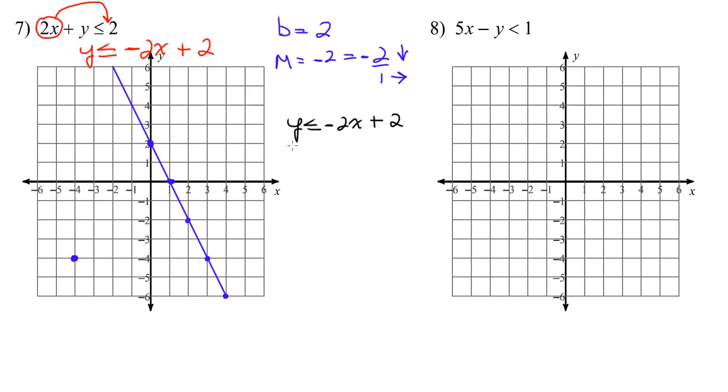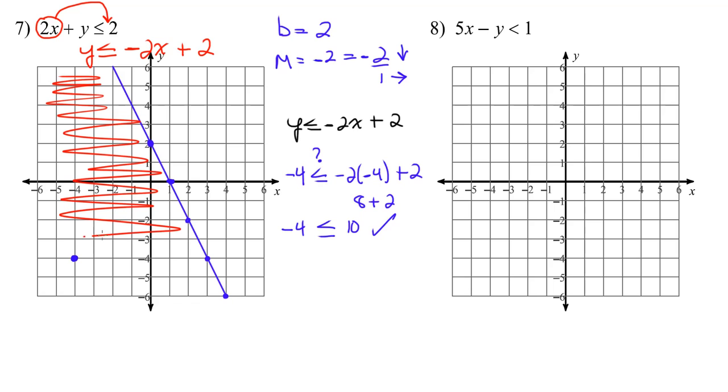All right, so -2 times -4, that's +8, and 8 plus 2 is 10. So we get the statement -4 is less than or equal to 10, and that is a true statement. So we know that the left side of this line is the area that we should shade, with my beautiful shading.